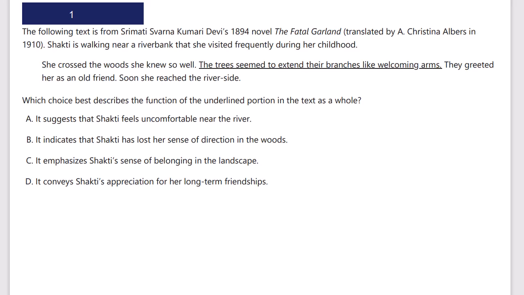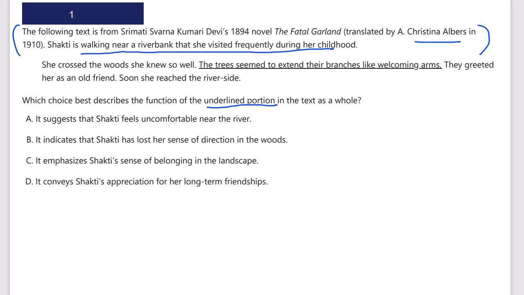Okay, we have a function of the underlined portion of the text. As always, I'm going to read the excerpt at the beginning. I don't care so much about the names and the titles. They're generally very complicated, never simple. There are no John Smiths on the SAT. But I will skip through that. The other part, the background information, is absolutely critical to read, so I always read that.